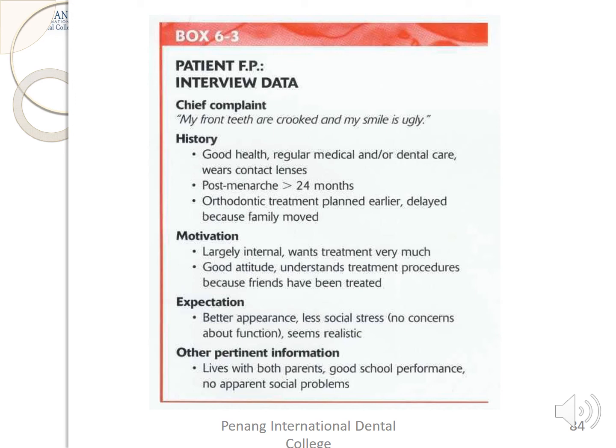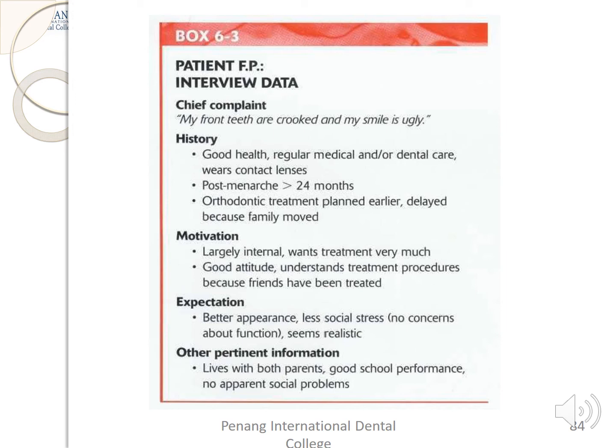So when we take the patient history, you need to ask whether there is any family member also having orthodontic treatment, or any friends having orthodontic treatment, because this may affect the patient's motivation towards treatment. And then for the patient expectation, the patient wants to have a better appearance and also wants to have less social stress. The patient has no concern about function and the patient's expectation seems realistic.